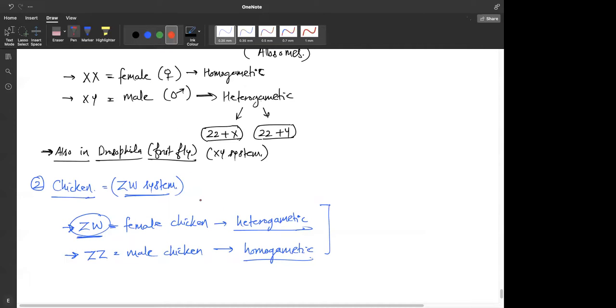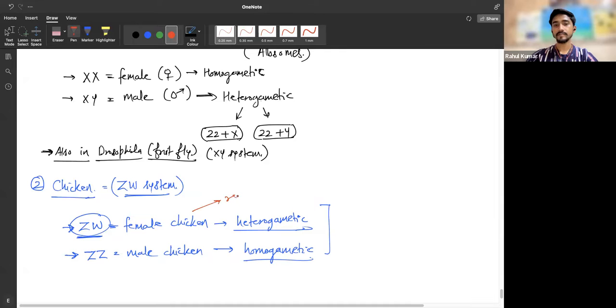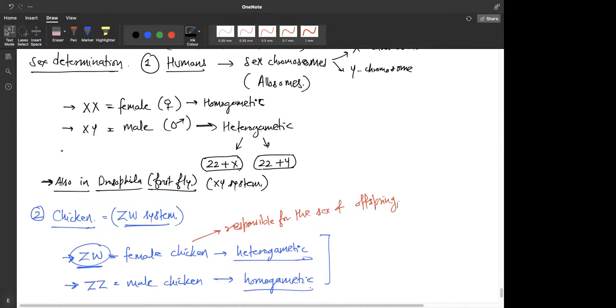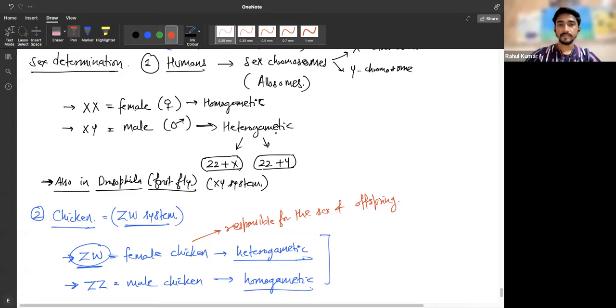Mother. Exactly. The female chicken is responsible for the sex of offspring. Okay, is this system clear? ZW system? Yes. Please note this down. In humans, the male is responsible.